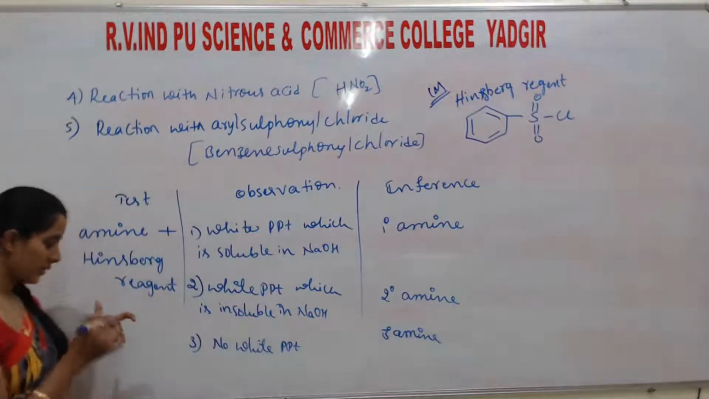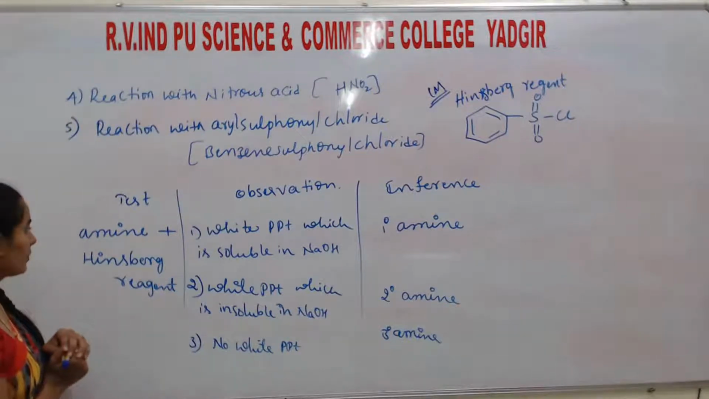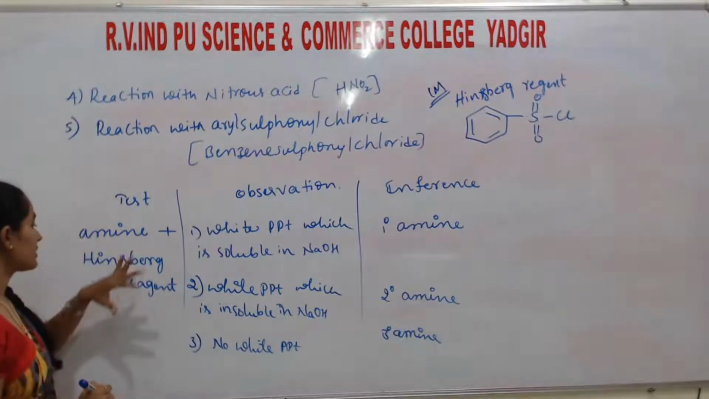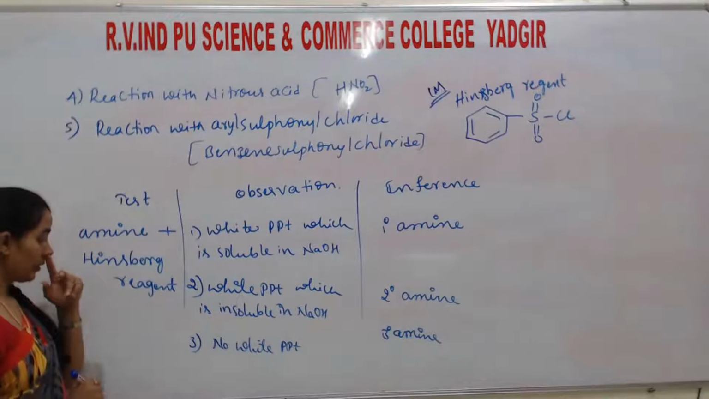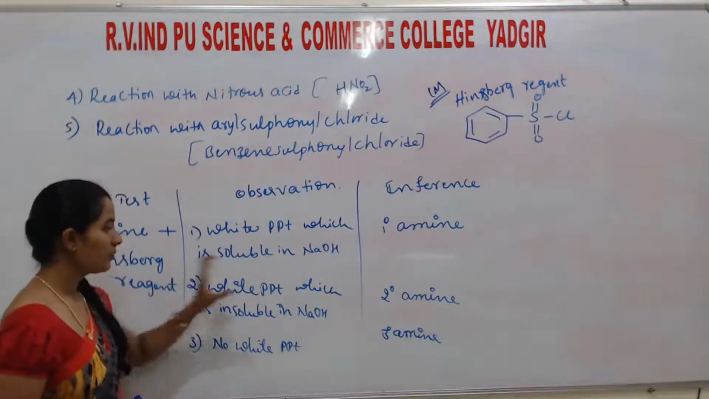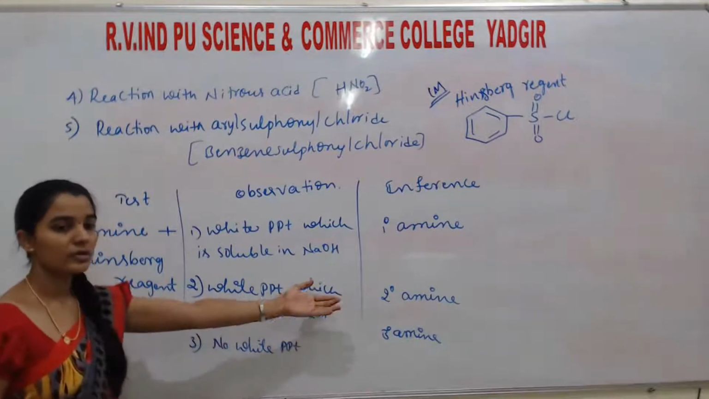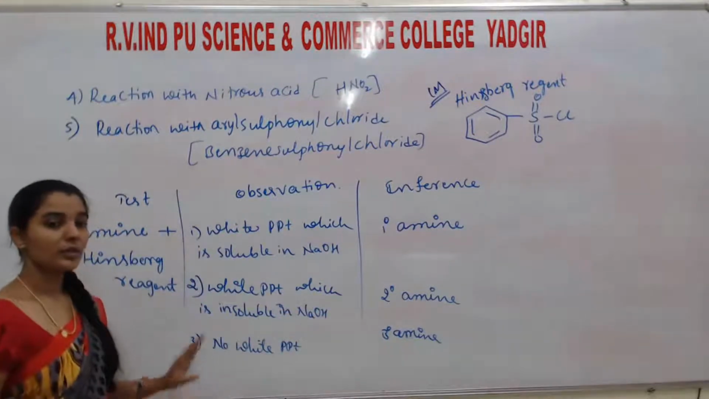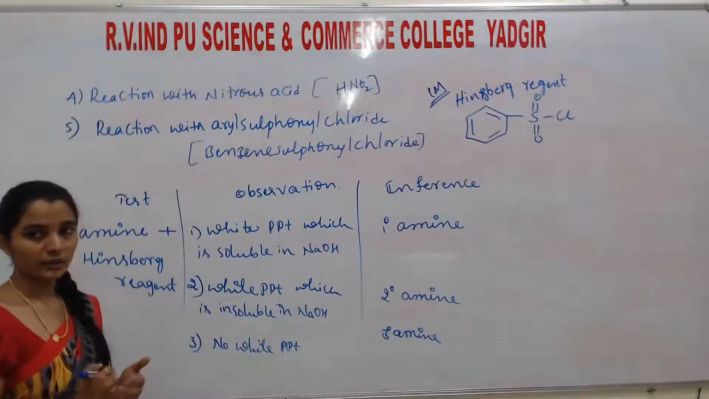So this is the distinguishing test for different types of amine. Here we are taking amine plus Hinsberg reagent, then we will get white precipitate soluble in NaOH, primary; white precipitate which is insoluble in NaOH, secondary; and there is no white precipitate, that is tertiary.